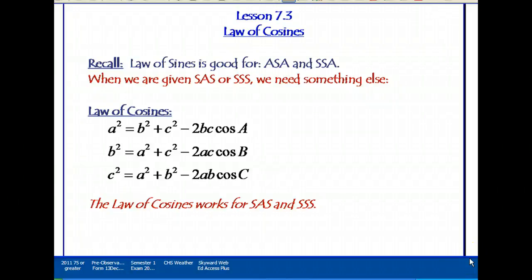Alright, this is lesson 7.3. It is the law of cosines. The first two sections are the law of sines, and hopefully you've gotten pretty good with that. And now we're going to move on and do the law of cosines. And again, our whole goal in this chapter is, can we solve triangles?